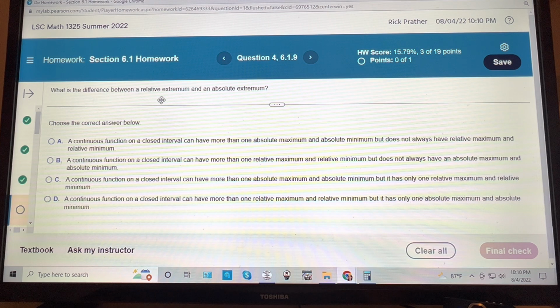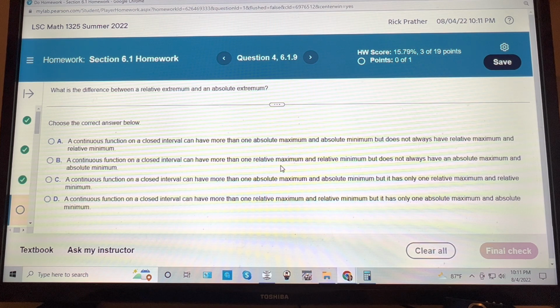What is the difference between a relative extremum and an absolute extremum? You must have a continuous function, okay? And they're doing just closed intervals here at first, but later we'll do open intervals too, or infinite intervals. Okay, can have more than one absolute max and absolute min, but does not always have a relative max or min.